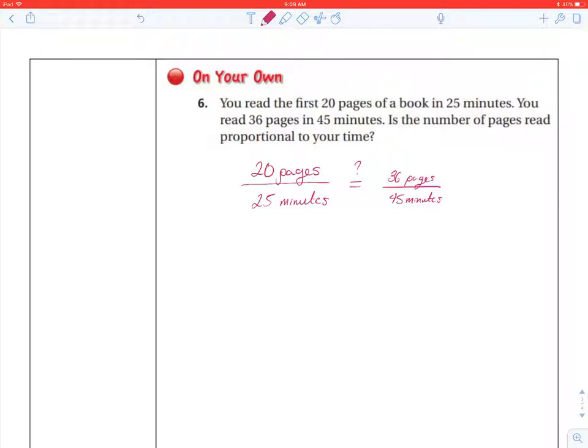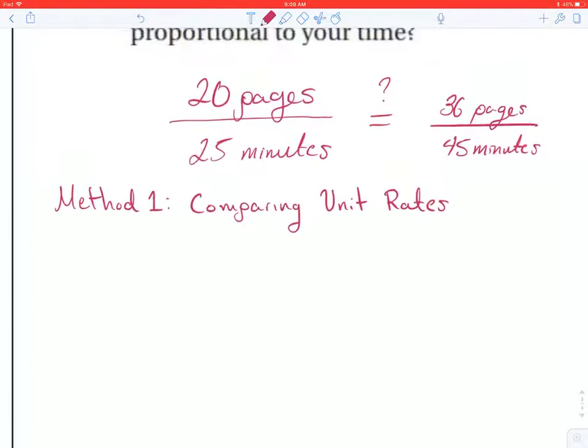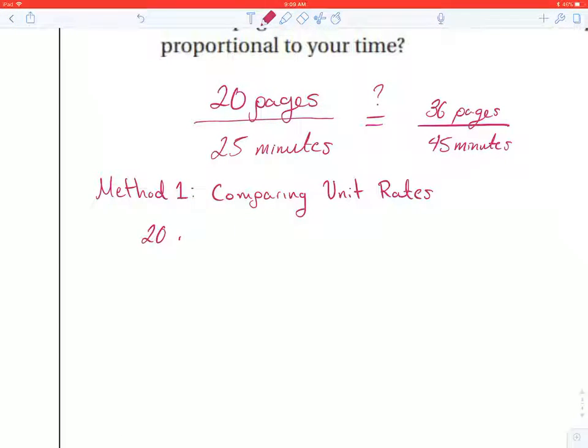So two ways of solving this out. We can either use the first method of comparing the unit rates, or we could also compare the cross products. But let's do both just so we can get some practice with it. So if we compare the unit rates, we have a rate given. We've got that we read 20 pages in 25 minutes. So let's find the unit rate of that.